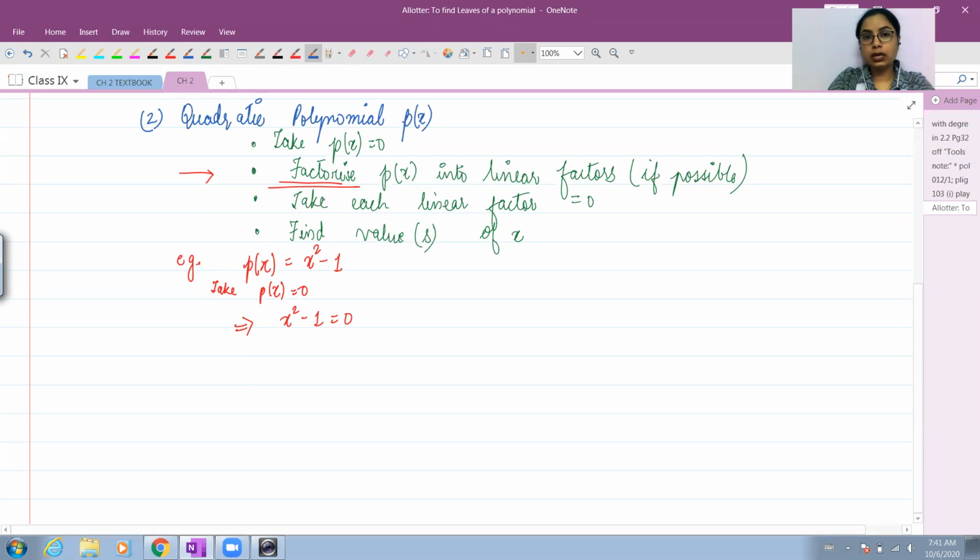Those who can recall this, it's fine. If you cannot, you can just write this down, that the left hand side resembles a square minus b square, and it can be factorized using the identity a square minus b square. So you will have x plus 1 and x minus 1 as the two linear factors. So these are the two linear factors.